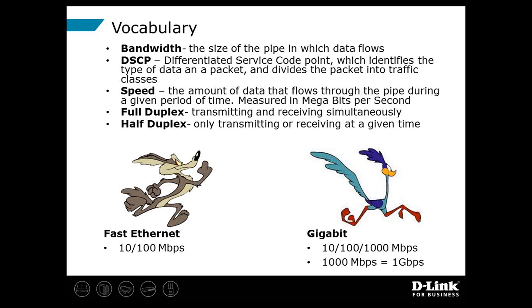Wiley, he's fast Ethernet. It's been around a long time. The speed there is 10/100 megabits per second. And the Roadrunner, he's gigabit. 1 gigabit equals 1,000 megabits. So it's a factor of 10 faster than fast Ethernet. However, fast Ethernet is still applicable in many, many applications today.